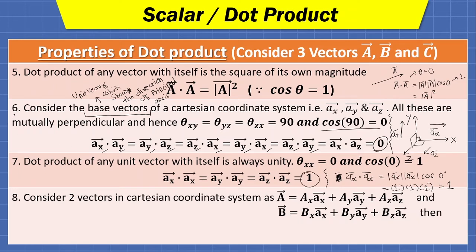These two properties, number 6 and number 7, are very important when we will derive any theory related to electric field or magnetic field. Eighth property, it actually shows how to calculate the dot product in Cartesian coordinate system.